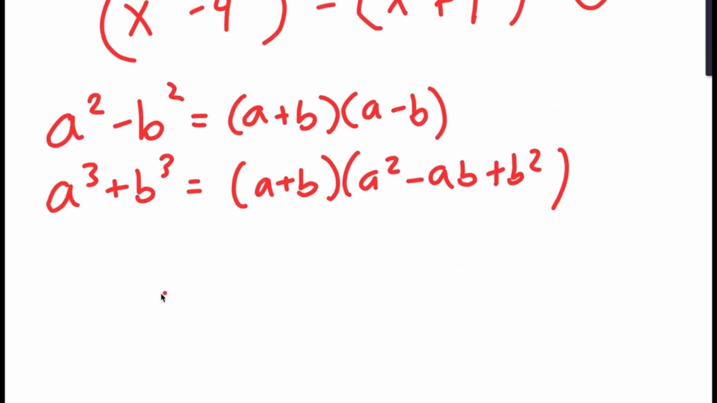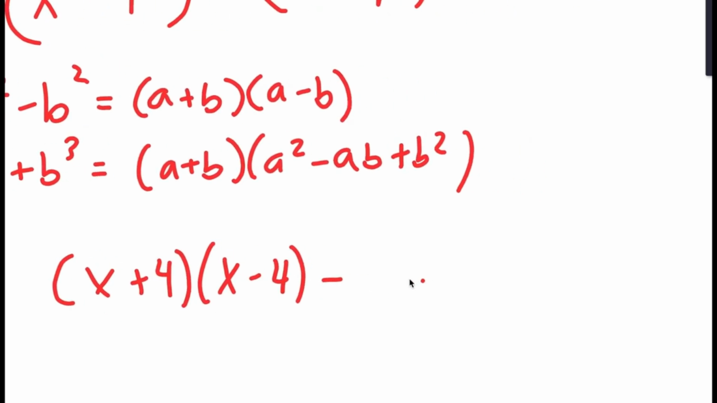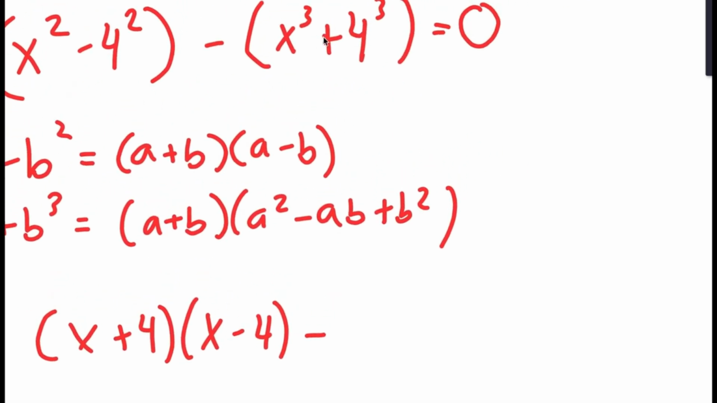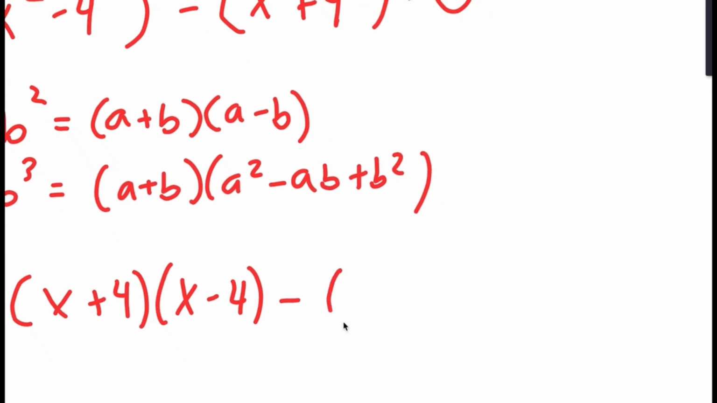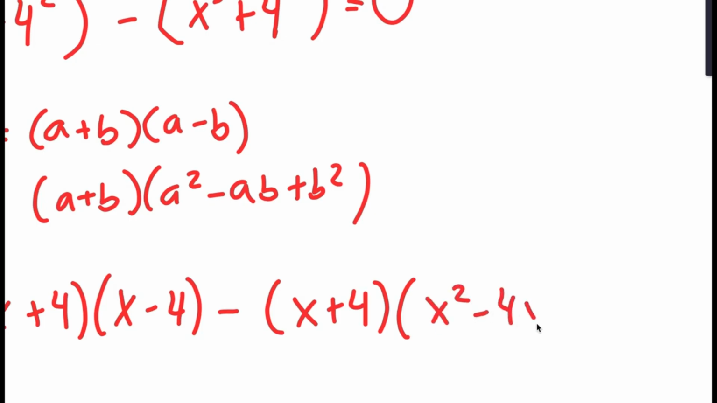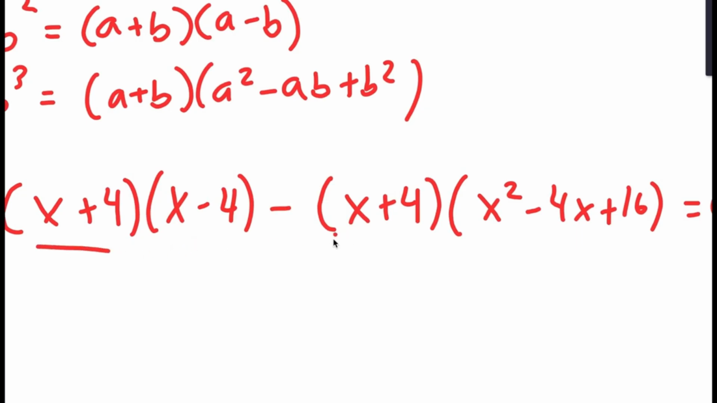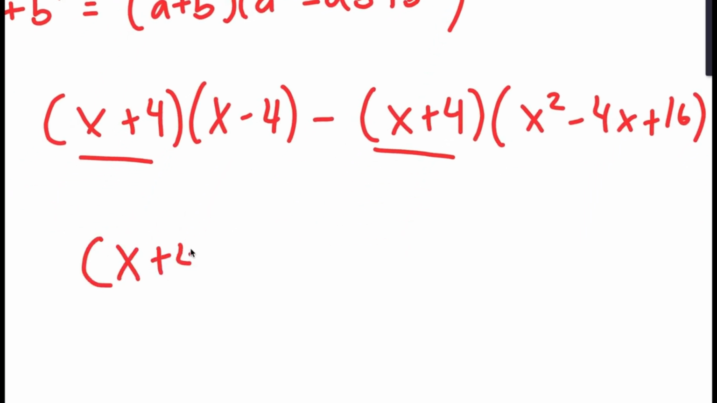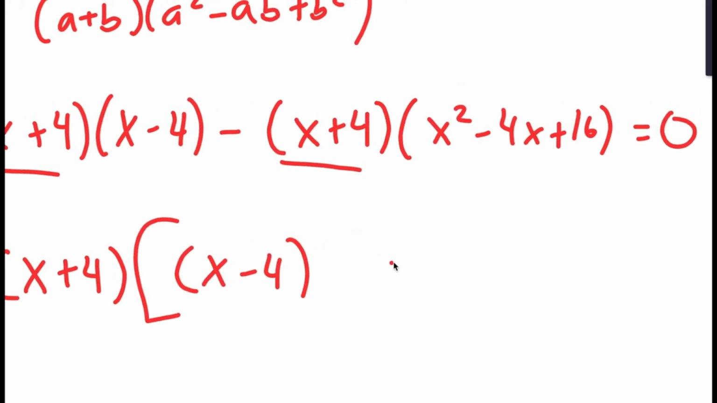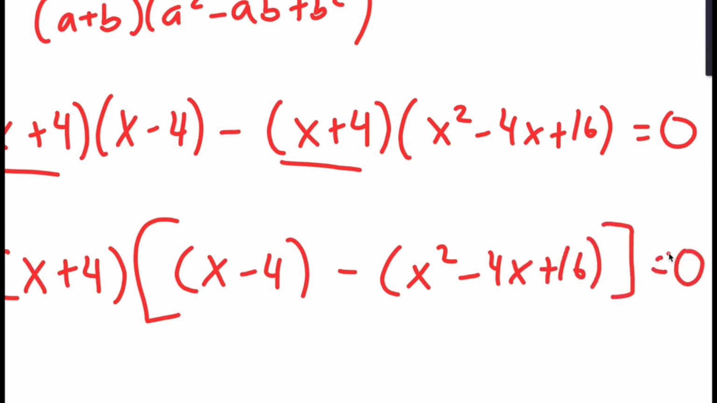So for x squared minus 4 squared, it's going to turn into x plus 4 times x minus 4. I have this minus a to the power of 3 plus b to the power of 3, or in this case, x to the power of 3 plus 4 to the power of 3 is going to turn into x plus 4 times x squared minus 4x plus 16. Now, because both of these terms have x plus 4 in them, I can factor out x plus 4. So I get x plus 4 times x minus 4 minus x squared minus 4x plus 16 is equal to 0.